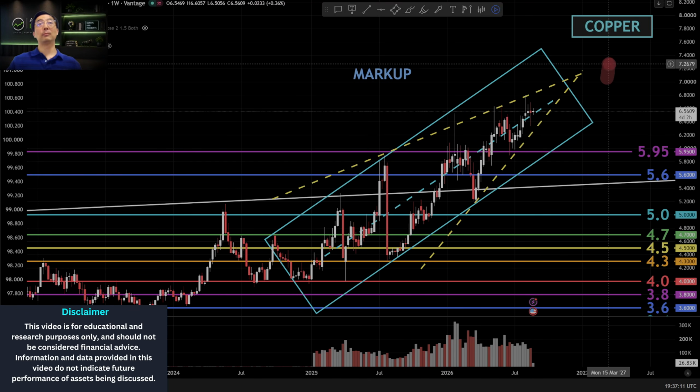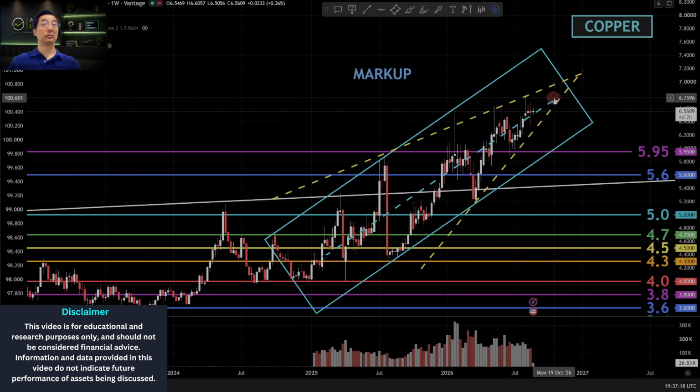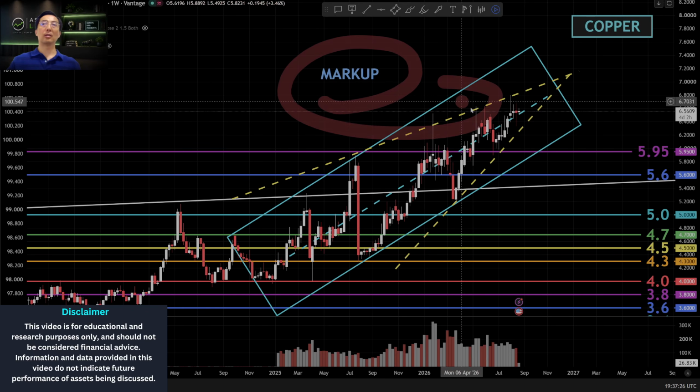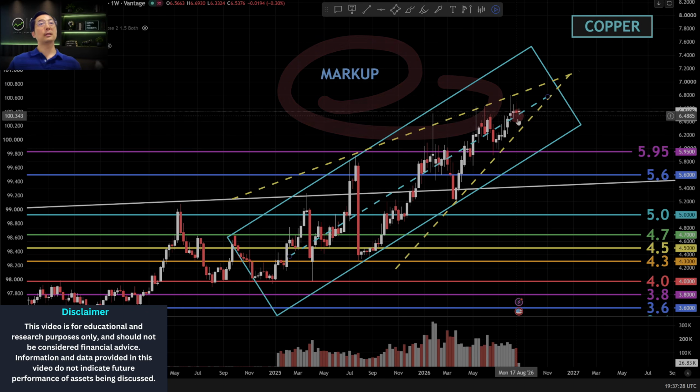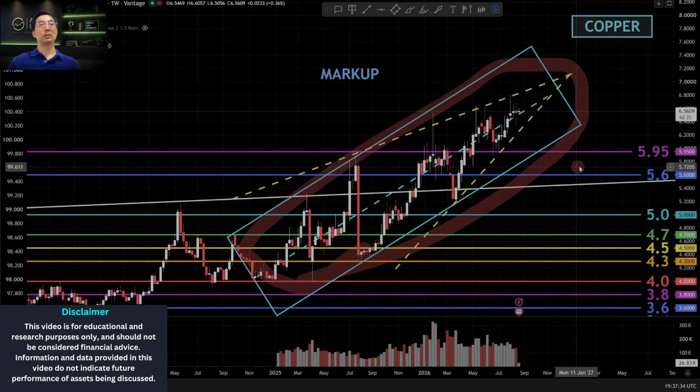We've covered the weekly market structure and check out the short-term trend so you can learn how to assess the risk of next price move, even if you are new to chart analysis. From a big picture perspective, copper is currently still in the markup stage of the market cycle. The price is currently trading around the center line of the rising channel, okay, this blue box over here.